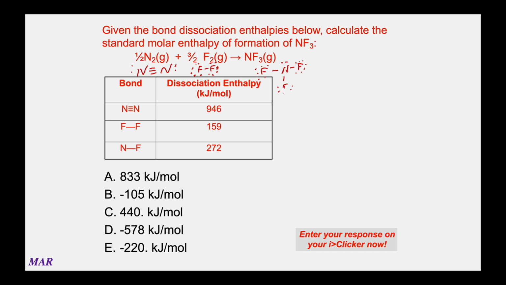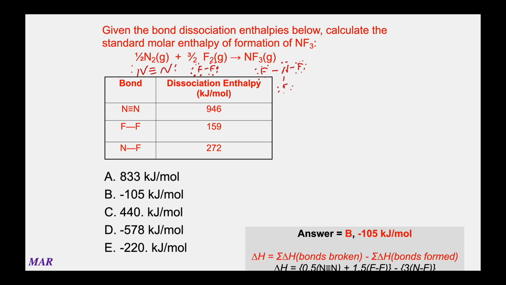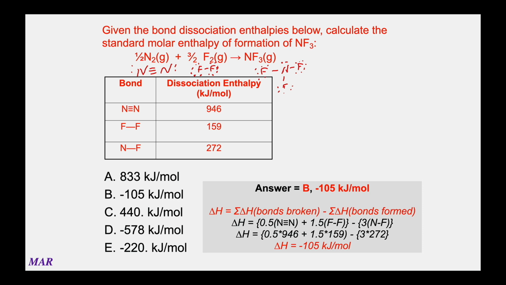Now that we have the Lewis structures, we can figure out which of those numbers we're going to use. And remember, it's bonds broken minus bonds formed. So we're going to break an NN triple bond and an FF single bond. So 946 plus 159 would be that part. And then it's bonds broken minus bonds formed. And the bonds formed are the products. Now NF3 has 3 NF single bonds. So that means we're going to take that 272 and multiply it by 3. And that's what we subtract from the other two values. So when you do all of this, I'm going to let you do this in your calculator.